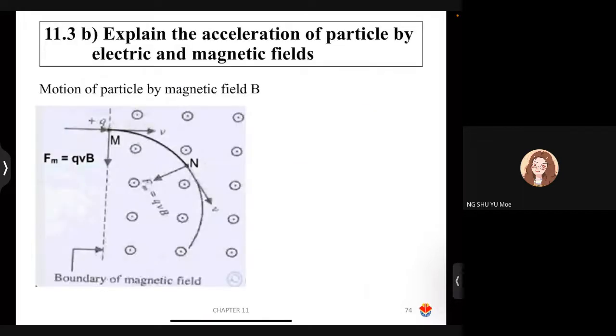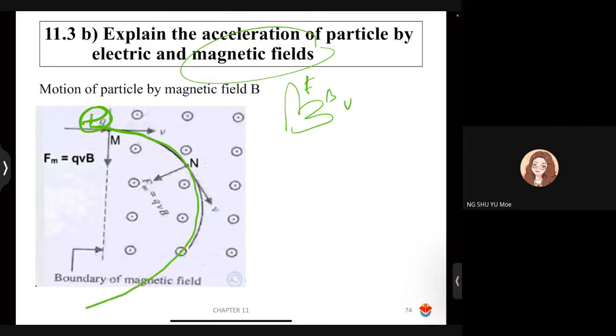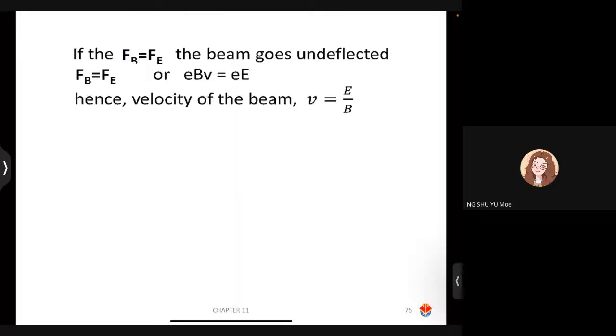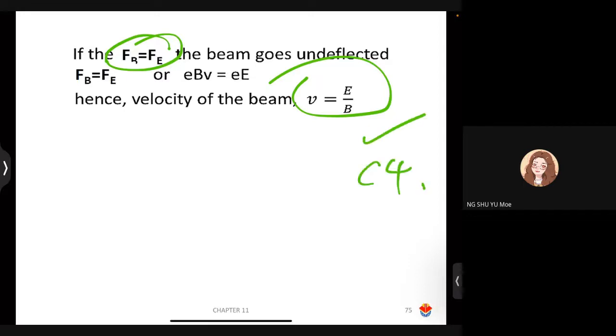Okey, apa jadi pula kalau dia masuk medan elektrik? So ini guna tangan ni, chapter 4. So kalau positive charge, kita guna tangan mana? Tangan kiri lah, FBV. So dia masuk, so dia akan deflect lah, dia akan buat bentuk sebab dia suruh explain, buat acceleration dia pun akan suruh lukis. So awak cakap lah kalau dia masuk ni dia akan FB sama dengan FE atau FC. So the velocity dia adalah depend pada E over B. Ini sama macam chapter 4.